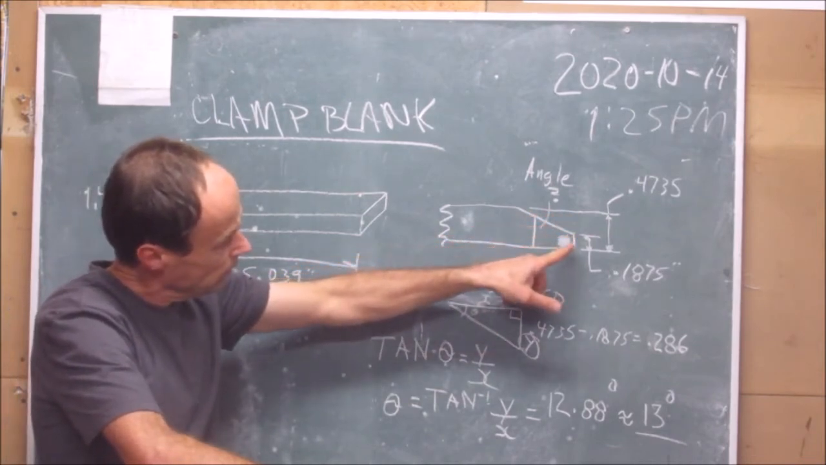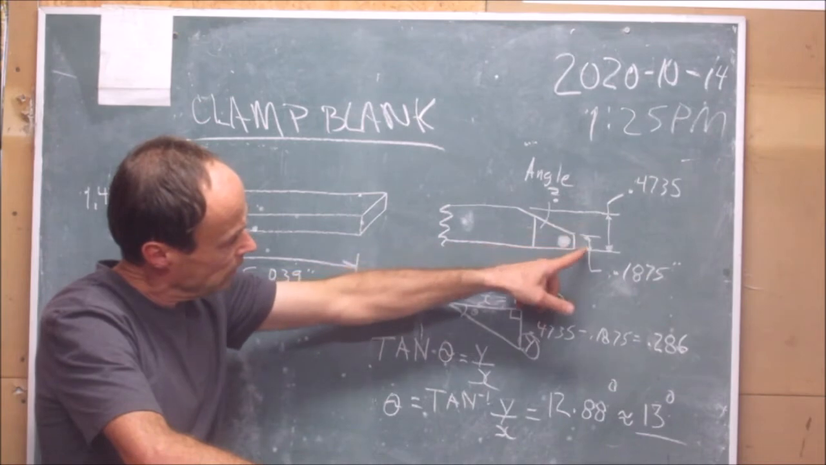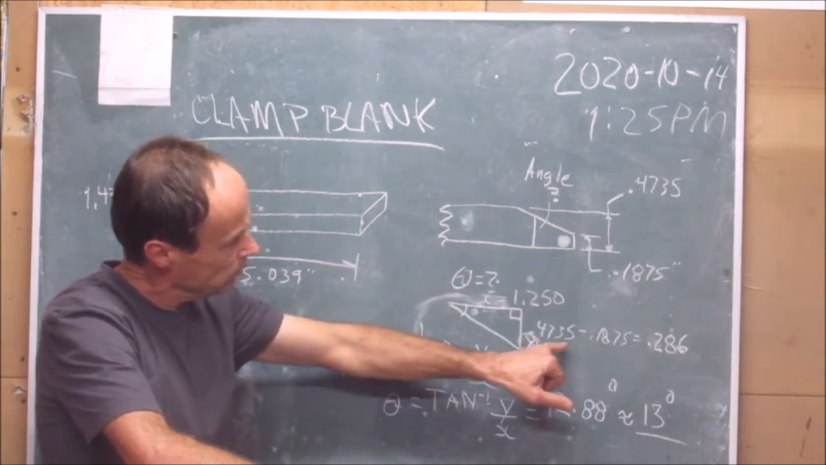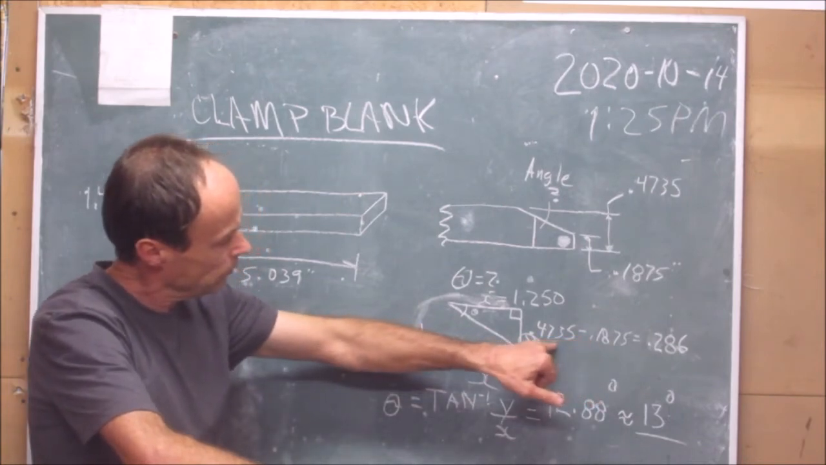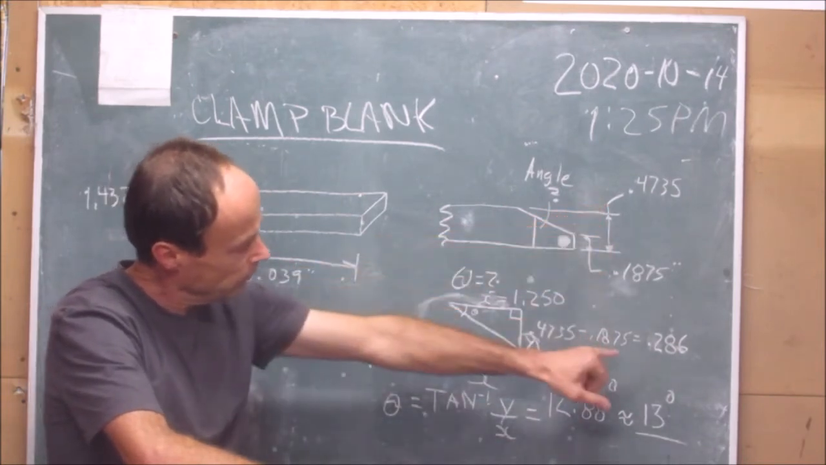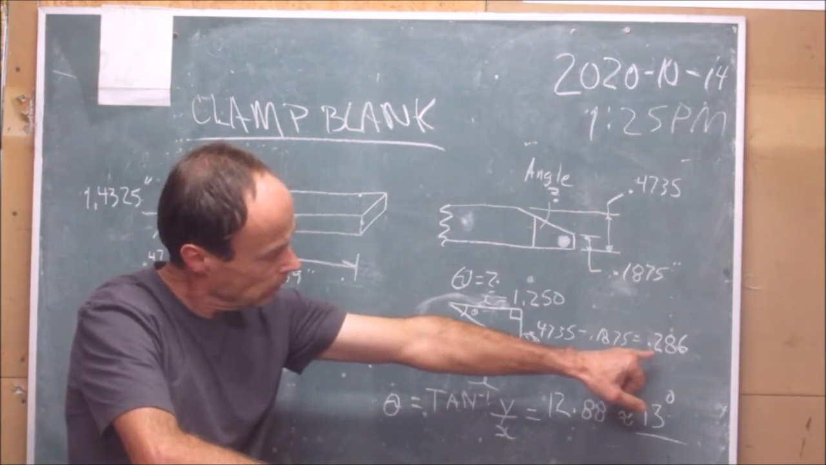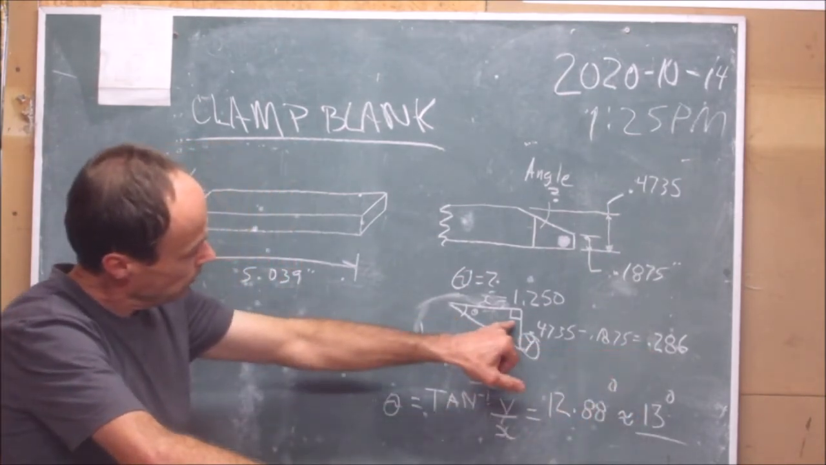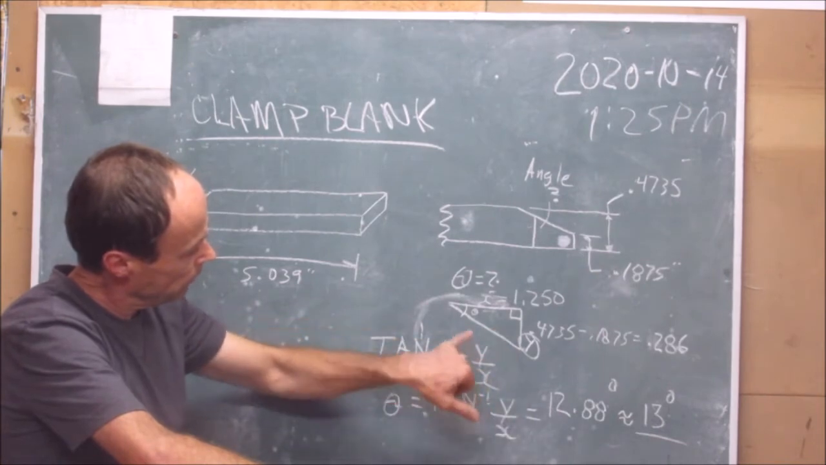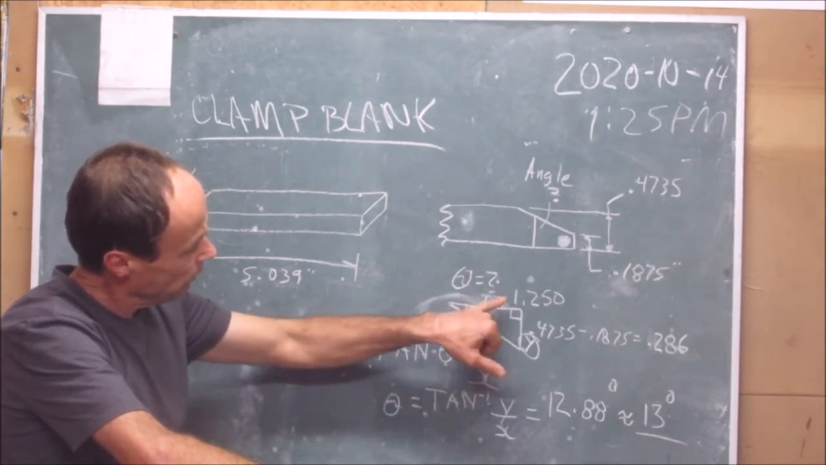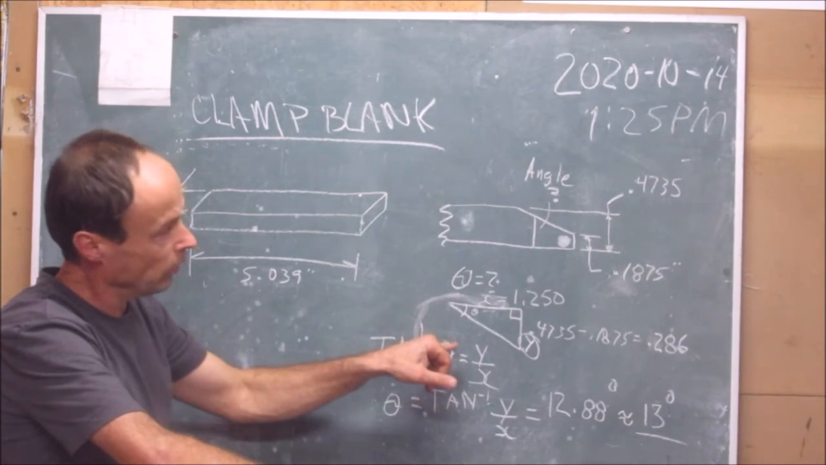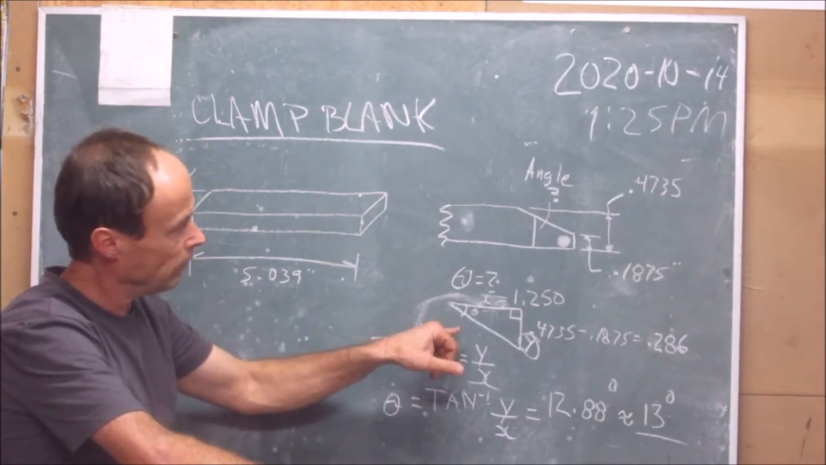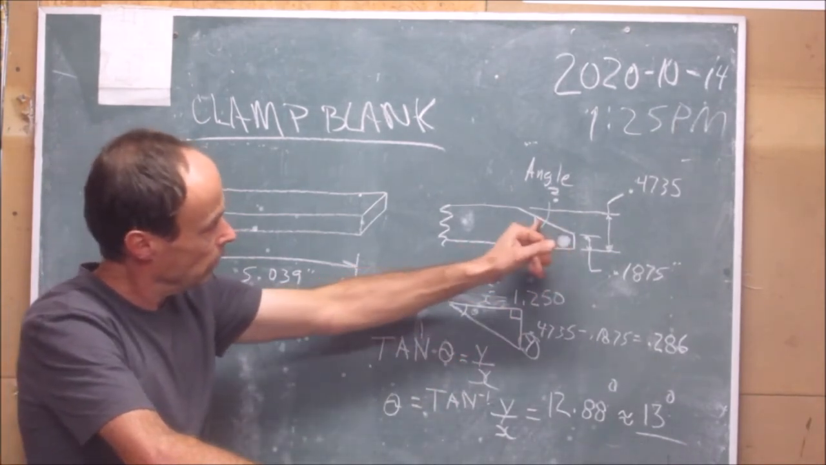triangle here, and I have this distance and that distance, all I have to do is subtract 3/16 from my almost 1/2 inch, and I get 0.286. Okay, well, this is my Y value. My X value, it's already given. It's 1 1/4 from the previous drawings. It was 3/4 and a 1/2 inch.